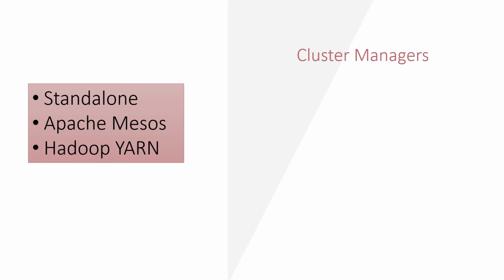Hadoop YARN is the resource manager in Hadoop 2. YARN bifurcates the functionality of resource management and job scheduling into different daemons. The plan is to have a global resource manager and a per-application master. An application is either a DAG of jobs or an individual job.